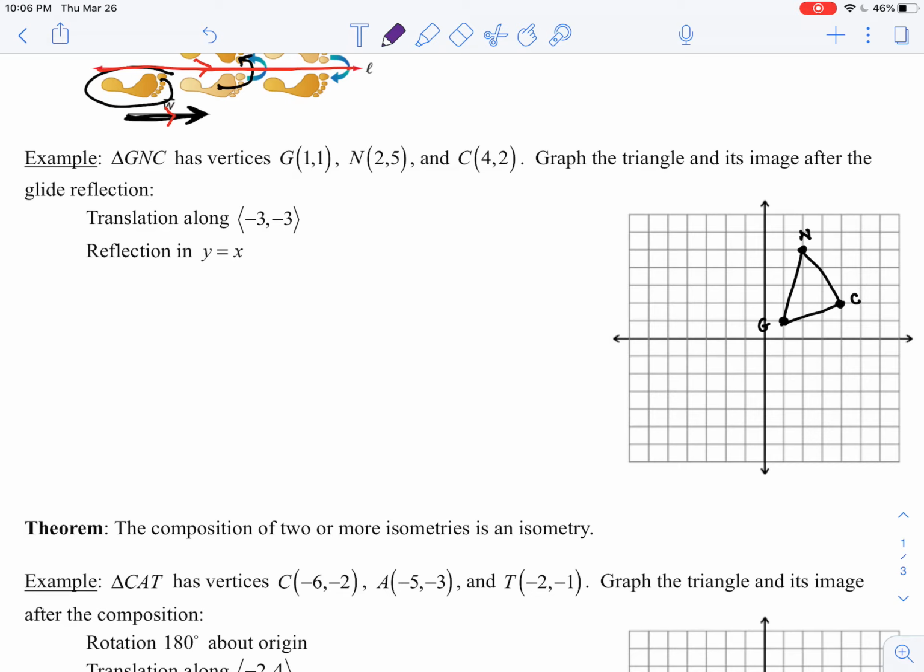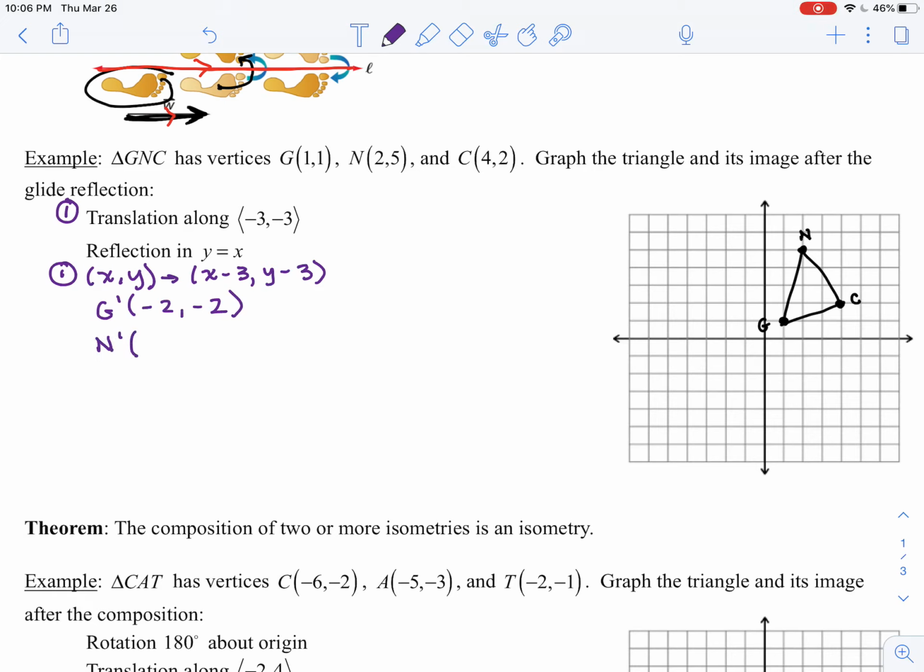So we're going to start by taking triangle GNC, and first we're going to translate it along the vector <-3, -3>. That means that each of the coordinates, x and y, are going to move left 3 spaces and down 3 spaces, where we subtract 3 from both the x and the y coordinates. So point G was at (1, 1). G prime is going to end up at (-2, -2).